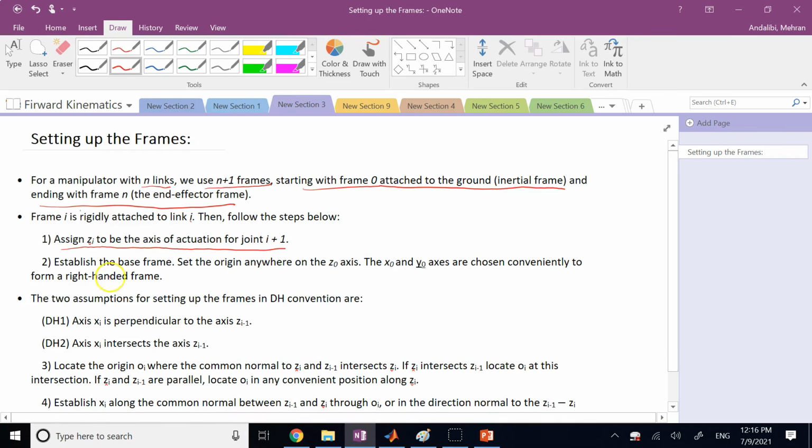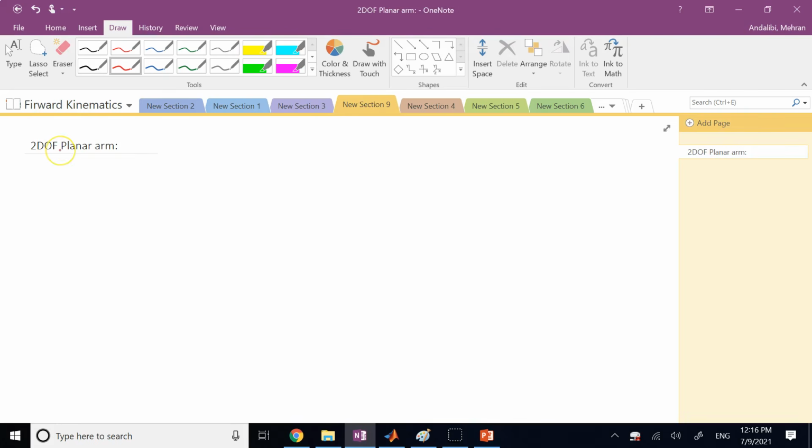Okay, let's first do this and then we'll talk about the base frame. So let's first go through this first thing. And for that, we're going to go through an example. We are going to work on the 2 degree of freedom planar arm. So the planar arm is basically with 2 degrees of freedom. Here you have your first member pinned down to the ground, and then the second member pinned down to the first member like this. And at the end of the second member, what you can have is an end effector. Let's say here a gripper.